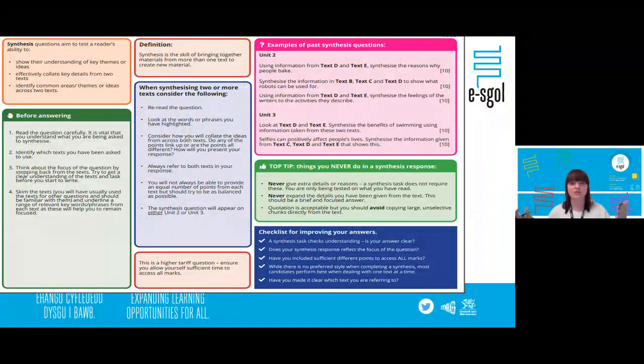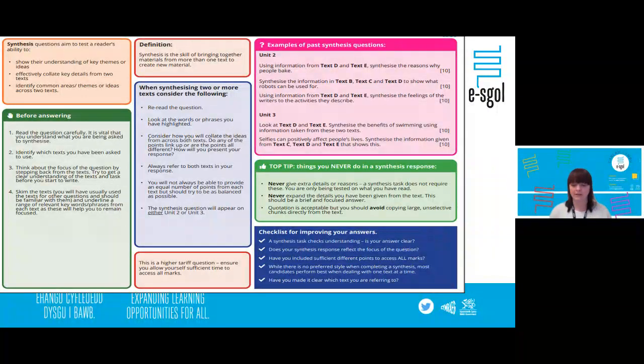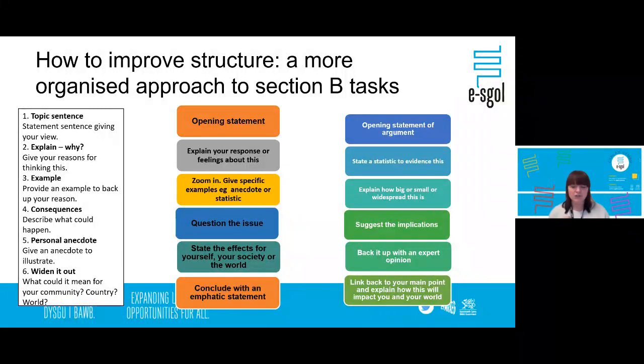So there are knowledge organizers from the WJEC website that give you a kind of revision mat, essentially like this, for nearly all questions that you'll come across. It gives you a checklist, top tips, some example answers, a definition, and it tells you how many marks you're likely to get, whether it's a high tariff, medium tariff or low tariff question, okay?